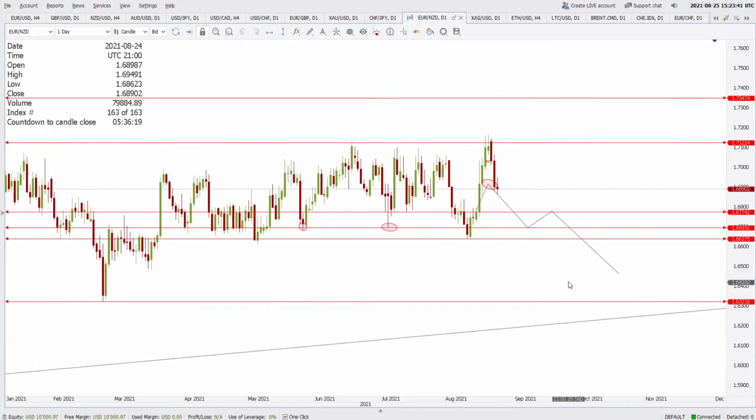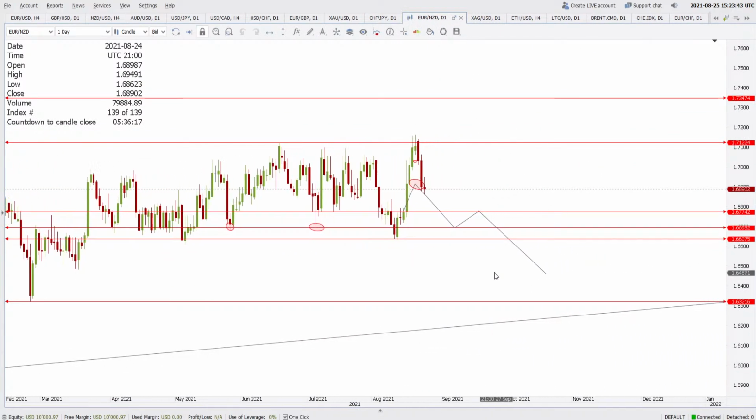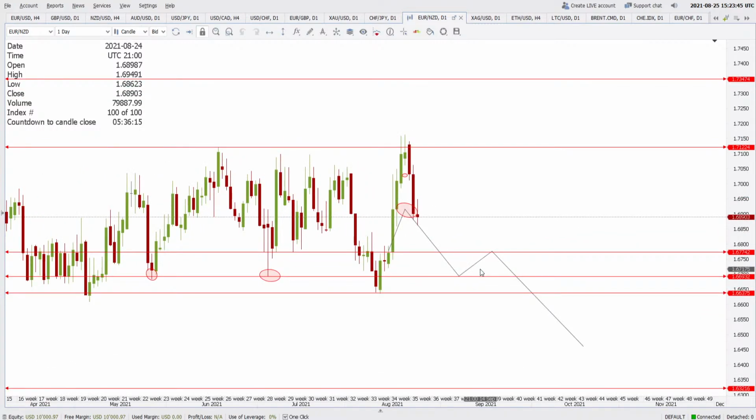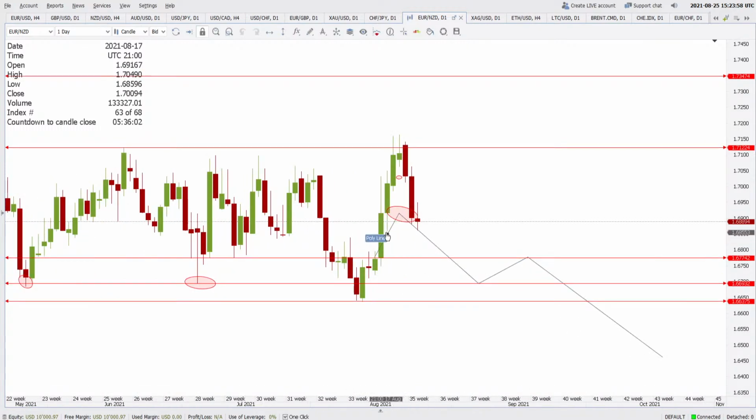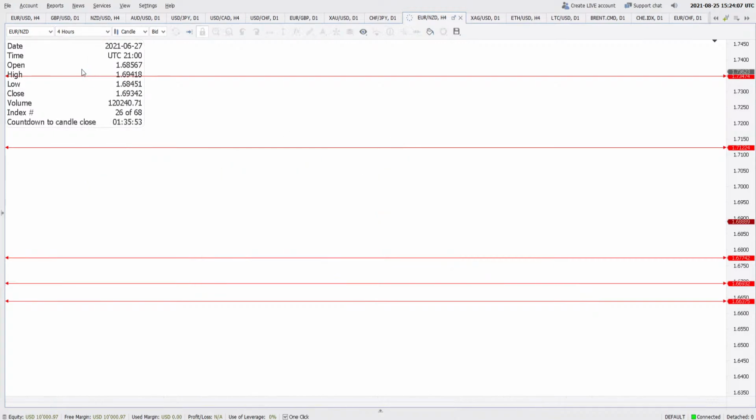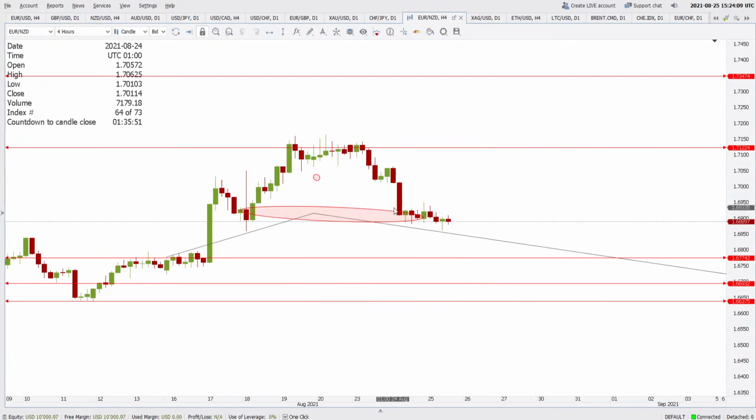Talking about the euro against the New Zealand, 1.6890 is where the price is trading right now. It has made an intraday high of 1.6949 and an intraday low of 1.6862. So yeah, where is it going? Do you see any support here? Yes, this low of 1.6859 may offer some support to the price, but after a small pullback it should go down. So maybe switch it to 4 hours.